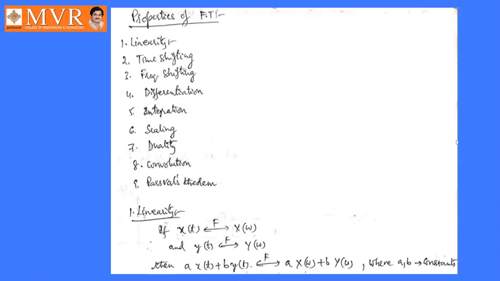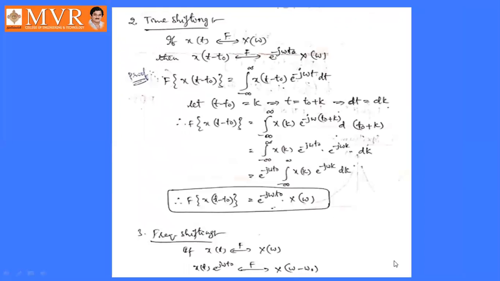How is it defined? If the Fourier transform of x of t is x of omega, and the Fourier transform of y of t is y of omega, then for some constants a and b, the Fourier transform of a into x of t plus b into y of t will become a into x of omega plus b into y of omega, where a and b are constants. Okay. Next, the second one is time shifting property.